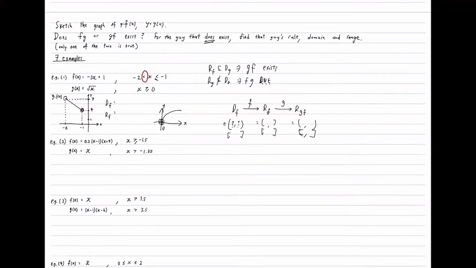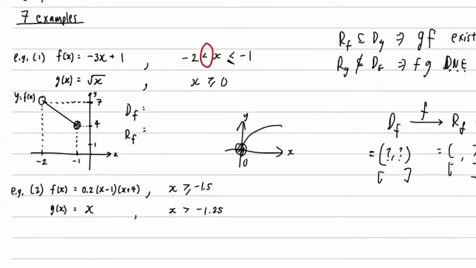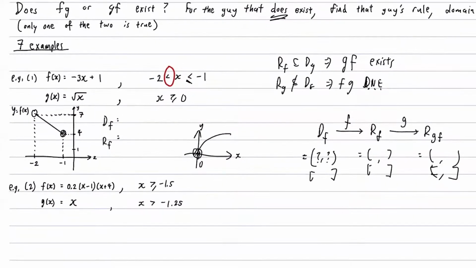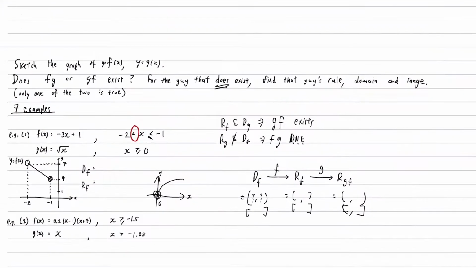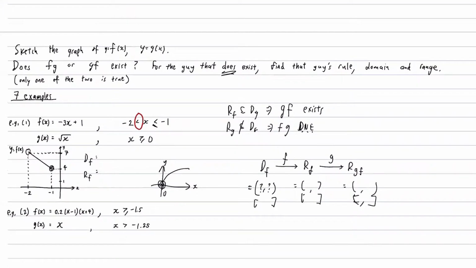Okay, let's look at the first example. Sorry, let me read the question first. It's asking you to sketch the graph of y equals f of x and y equals g of x. That's your first instruction. Second instruction, does fg or gf exist? Only one of the two is true. This is a composite function, f of g of x or g of f of x. For the one that does exist, we want to find its rule, domain, and range. The one means the composite function.